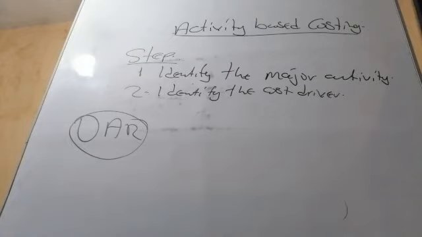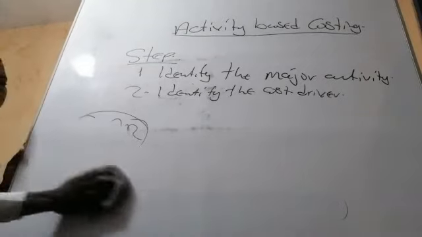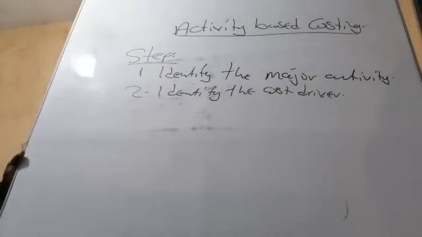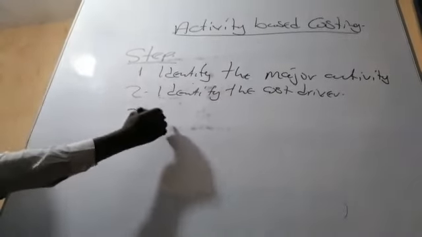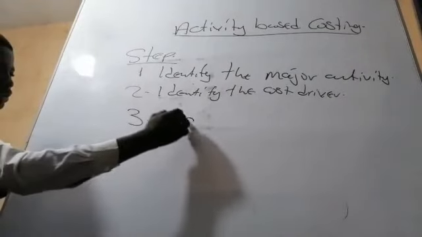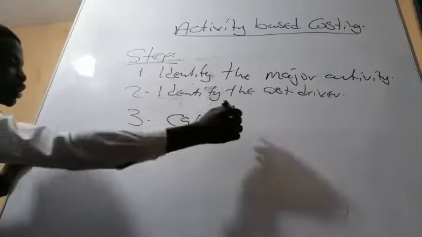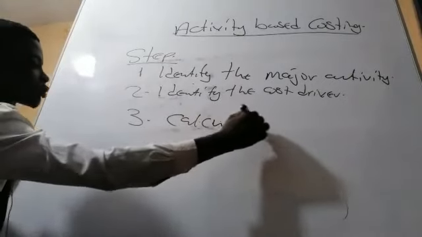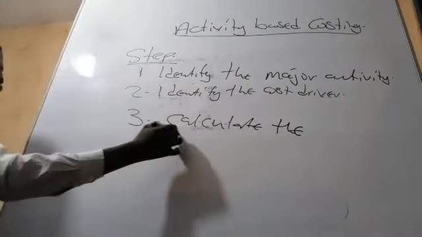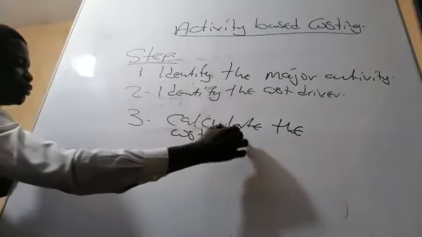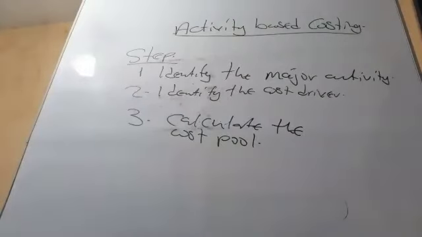The one that when you do it more, it will give you more cost. That is it. That's the second stage. Then step 3, calculate the cost pool. Step 3, calculate what? The cost pool. Now, right from the cost pool, we said that the activities must be grouped into what?